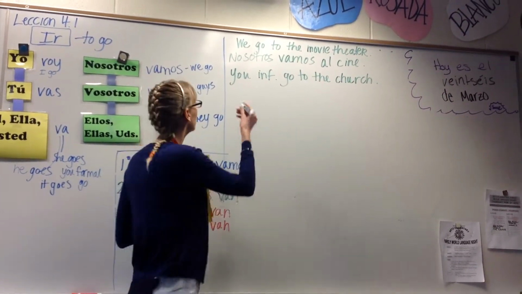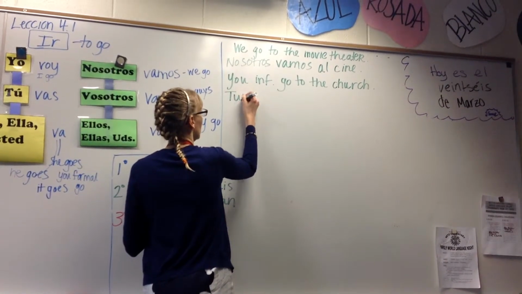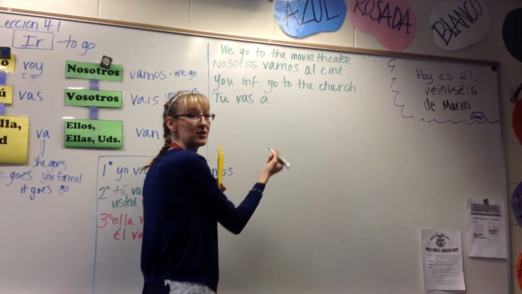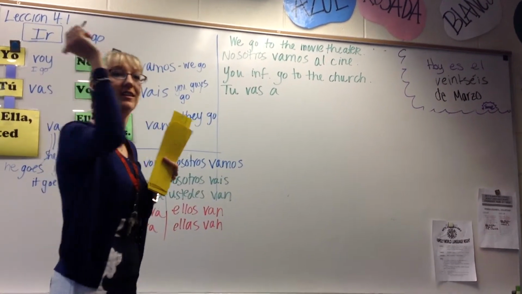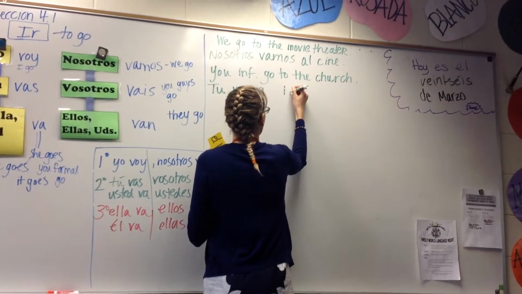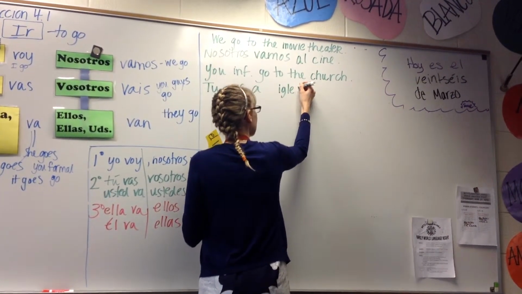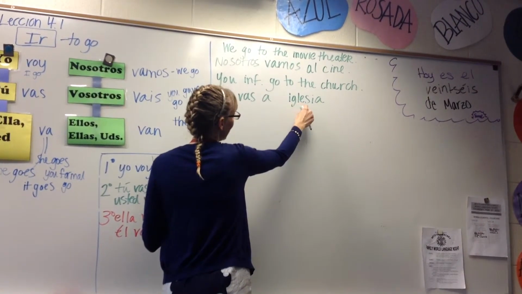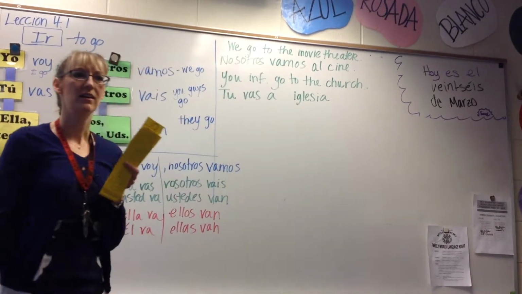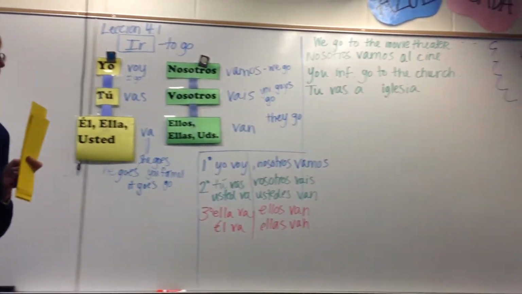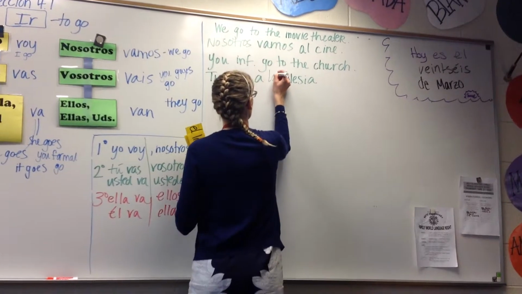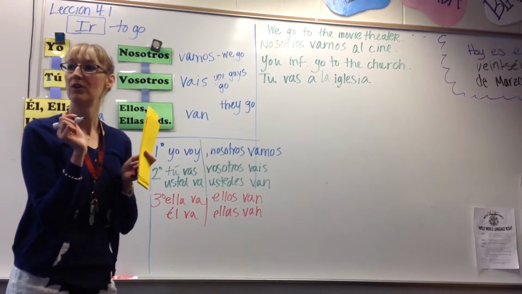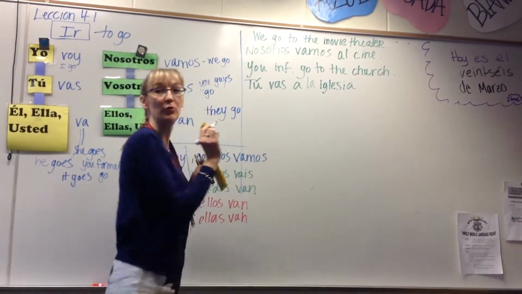Okay, Mackenzie, what do you have? Tú vas a... Oh, man. You forgot church? Iglesia. Okay. Tú vas a la iglesia. Iglesia. I have to sound that out. Iglesia. Okay. Any corrections? De acuerdo? Oh, a la iglesia. Okay. And we need an acento dónde? Sobre la tú, right?